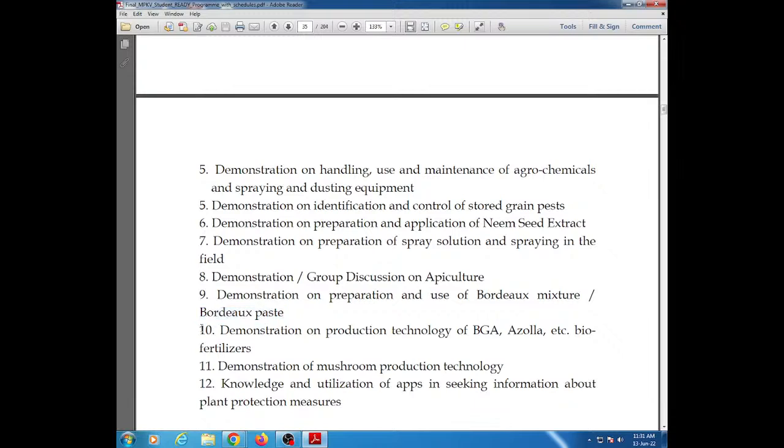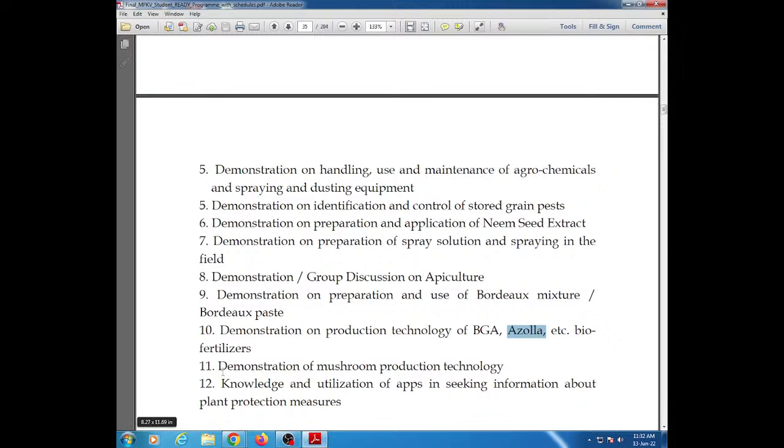Then demonstration on production technology of BGA, Azolla, etc. These are the biofertilizers. They should be prepared or produced by the farmers on their own, and that should be shown to them. So these are the farm technologies that you can get done on the field of the farmer for the purpose of its easy availability to all.